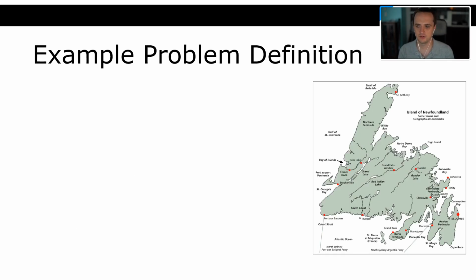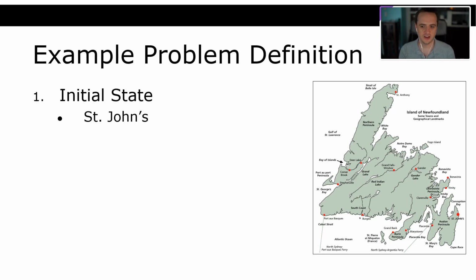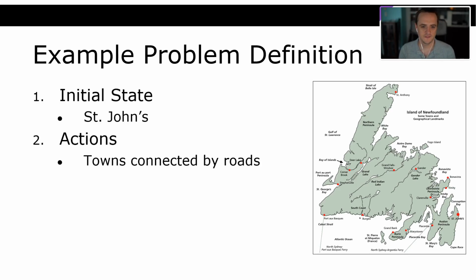So here's our example, the problem that we talked about at the beginning. The initial state is going to be St. John's. The actions are going to be moving between towns that are connected by a road, okay? So for example, moving between Clarenville and Trinity, or Gander and Clarenville, or Placentia and St. John's, etc. The goal is going to be, I want to be in either St. Anthony or Port aux Basques.